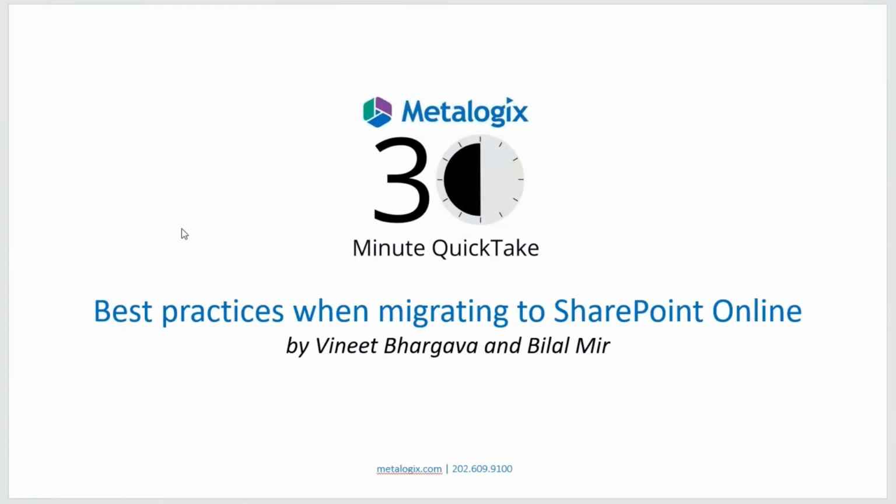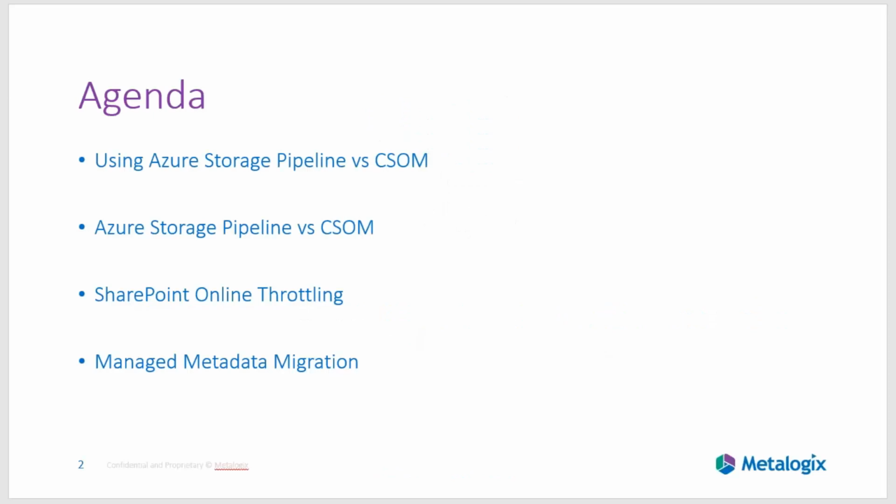So this is a quick take on best practices when migrating to SharePoint Online. These are the topics we're going to be discussing: using Azure Storage Pipeline versus CSOM, SharePoint Online throttling, and last but not least, managed metadata migration.